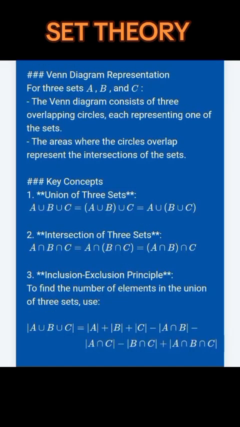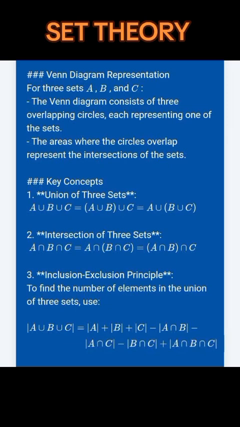Then the second concept is all about the Venn diagram representation. For the three sets A, B, and C, the Venn diagram consists of three overlapping circles, each representing one set. And where these circles meet, that is the intersection. The union A union B union C is the same as A union B, then in brackets union C. Then the intersection A intersection B intersection C is the same as A intersection of B intersection C.